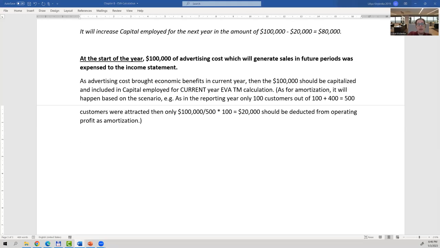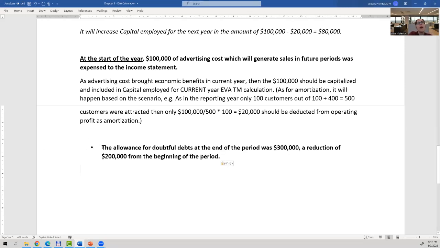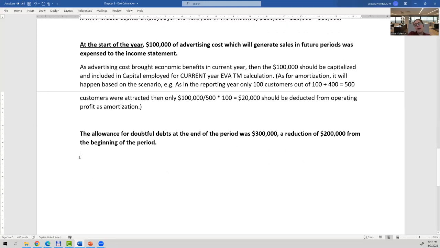Let's have a look at the allowances and provisions. The allowance for doubtful debts at the end of the period was 300,000, a reduction of 200,000 from the beginning of the period. That is tricky English. So a reduction of 200,000 from the beginning of the period means that at the beginning of the period, the allowance was 500,000. So 300 plus 200.